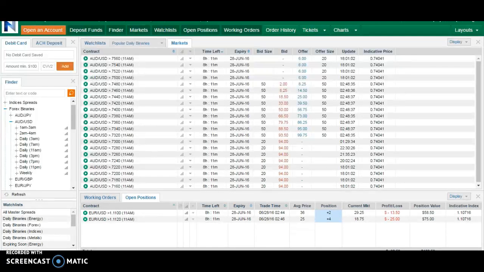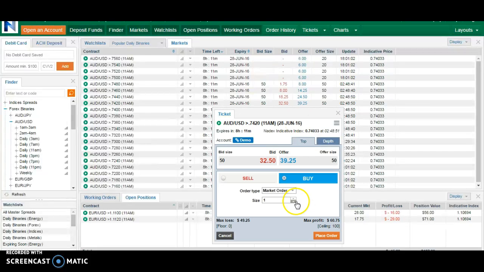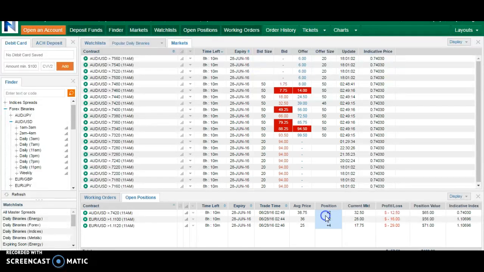Bounce back over to Nadex. 74.20 right now is going for $39. You're putting up 39 to make 61. So I'm going to hit that. Bang. 2. It's at an even 39 now. 39.25, 39, 78 to make 122, and we'll take it. And you can see it being filled there.